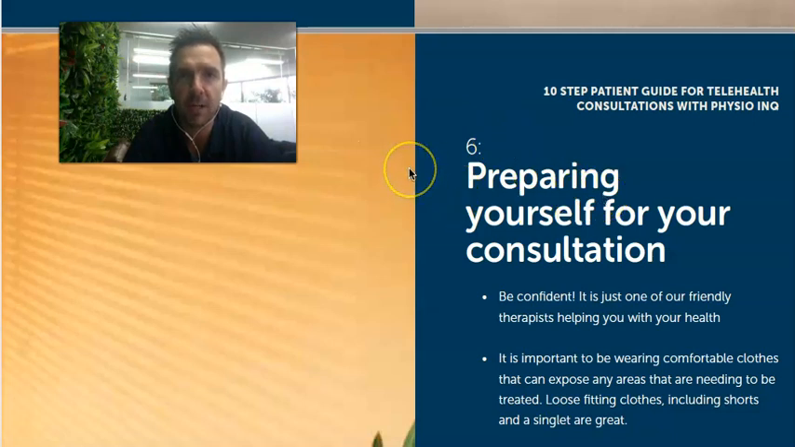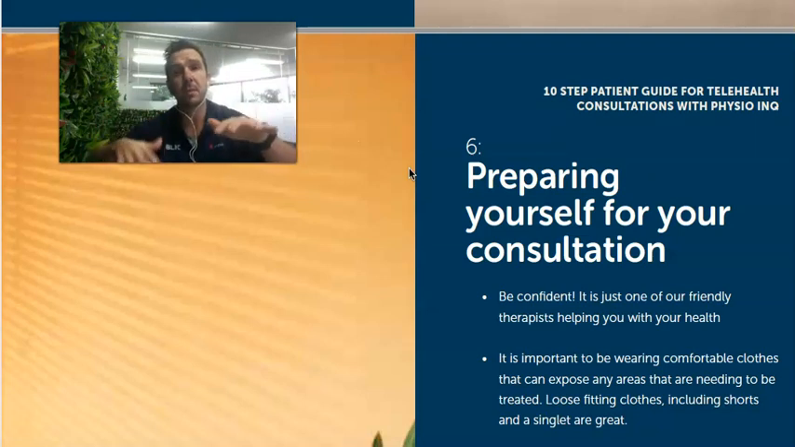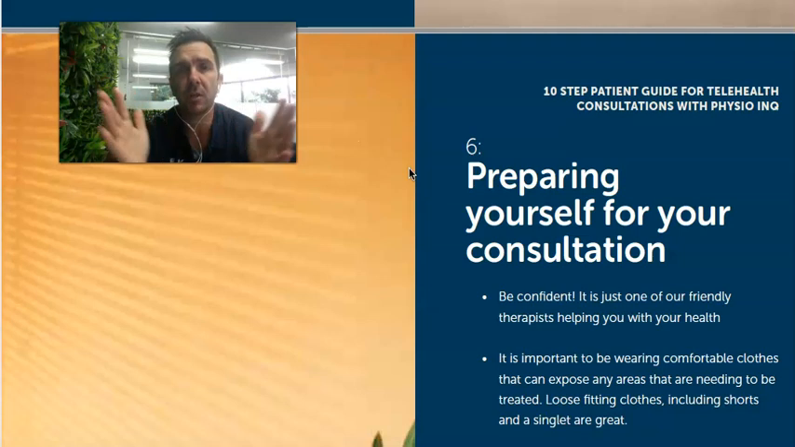It's important to be wearing comfy clothes that you can expose the areas so that they might be able to see different hip movements, knee movements, ankle movements, shoulder, elbow. Shorts and a singlet is a good idea that will really help us see all the different body parts.